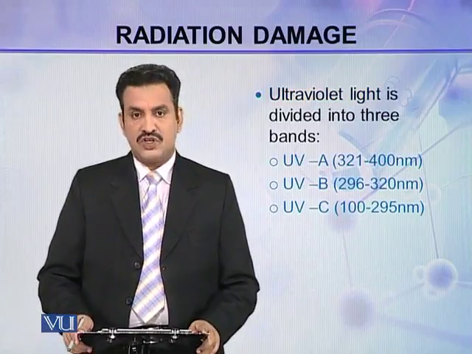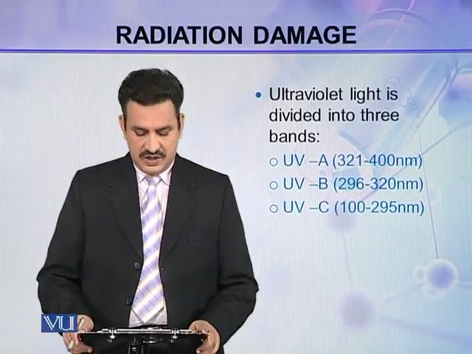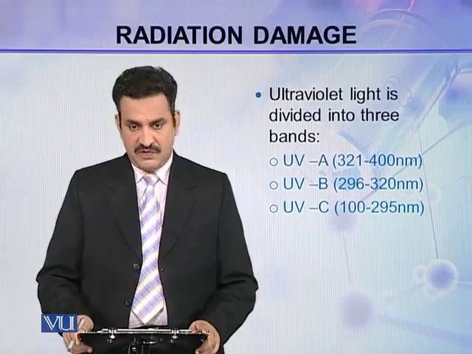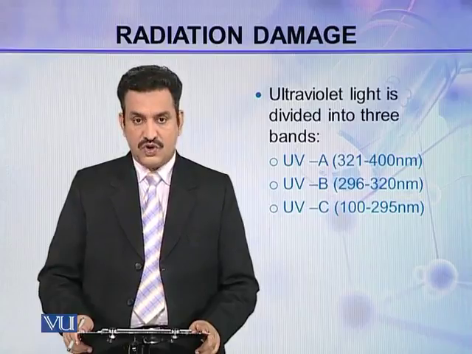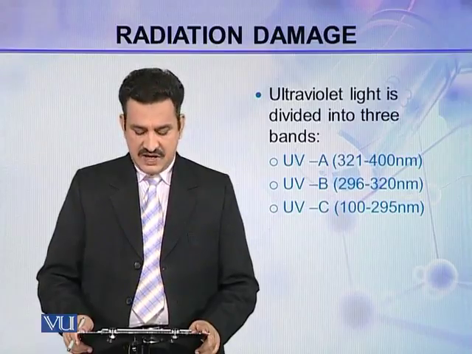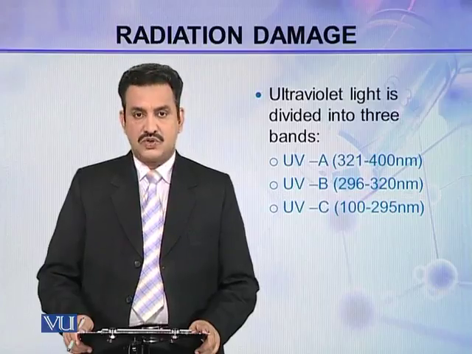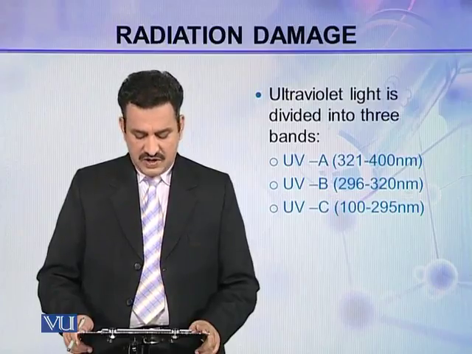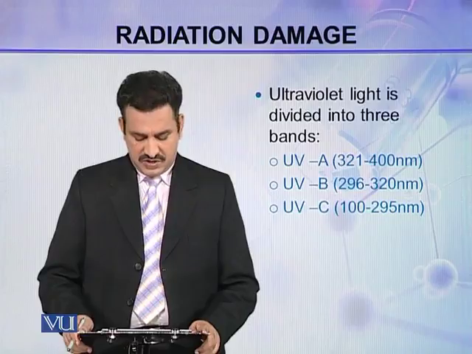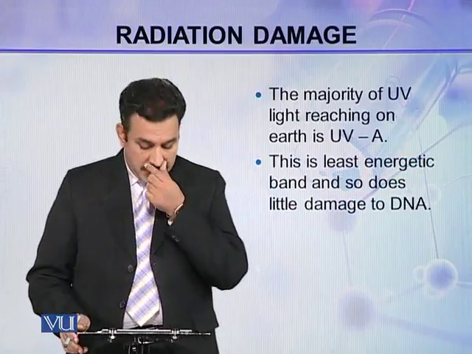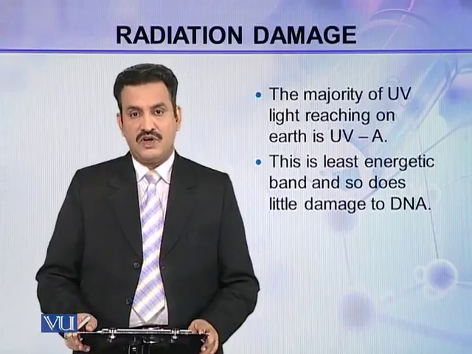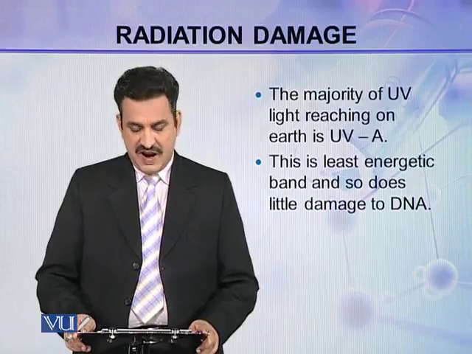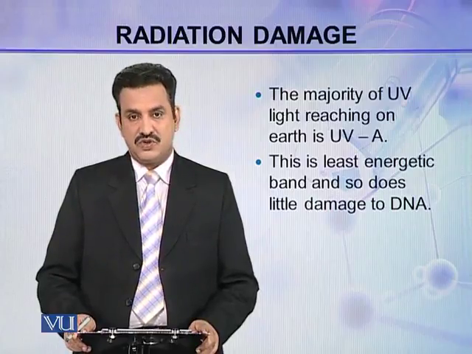Ultraviolet light is divided into three bands, and these are UVA, UVB and UVC. The UVA band has a wavelength between 321 to 400 nanometers. The UVB band has a wavelength between 296 to 320 nanometers, and the UVC band has a wavelength between 100 to 295 nanometers. So the majority of UV light reaching Earth is UVA. This is the least energetic band, and so does little damage to DNA.